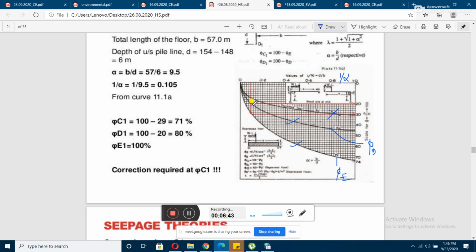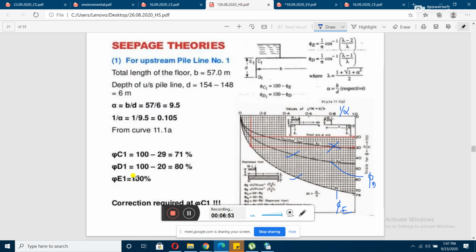So the y axis ordinate will give us this value, that is phi e or phi d accordingly, okay. Once you are able to get the value of phi e, here you can see on this curve, again a horizontal is drawn, and this value turns out to be 29. So your phi e value is 29. From that, phi c1 is 100 minus phi e, that is 100 minus 29. In this way it has been calculated.